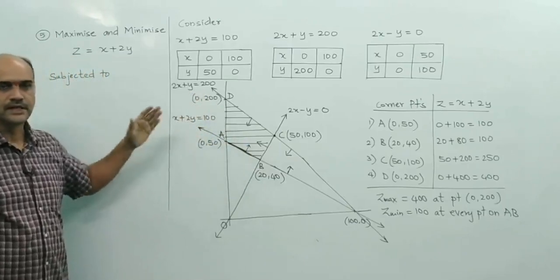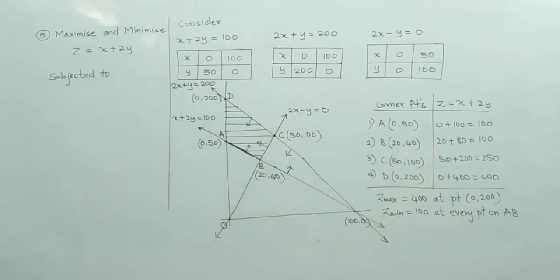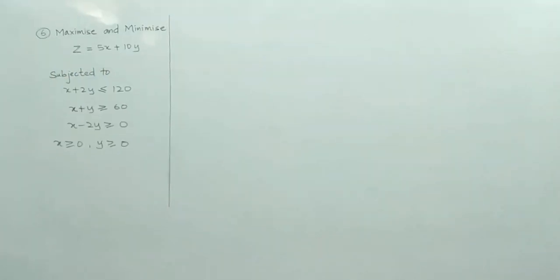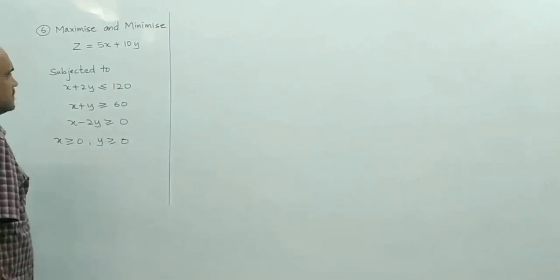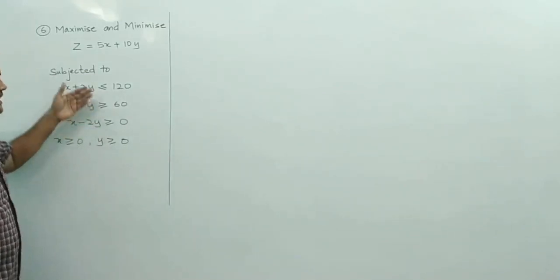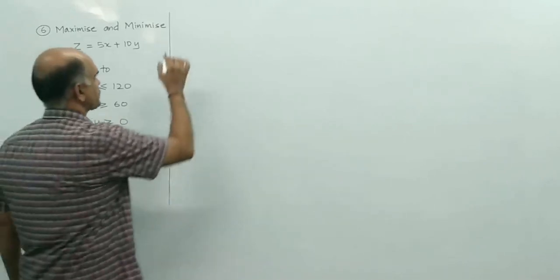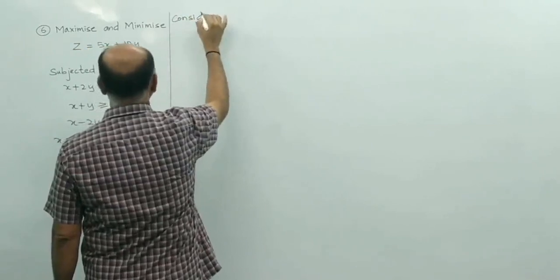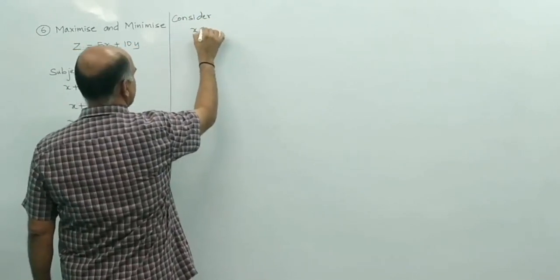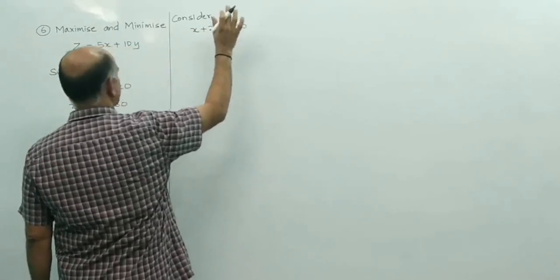Solve this, then we will go for the next one. So next one, students, same as we had solved the last one. So first I will take the three equations. So consider the first equation, x plus 2y is equal to 120.